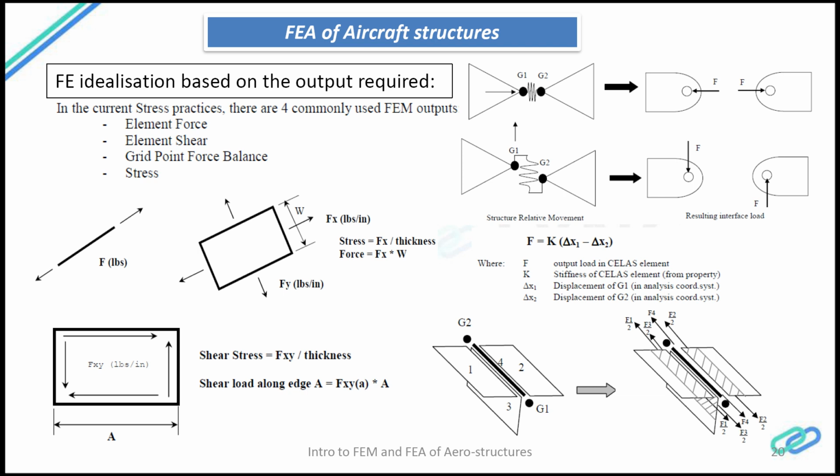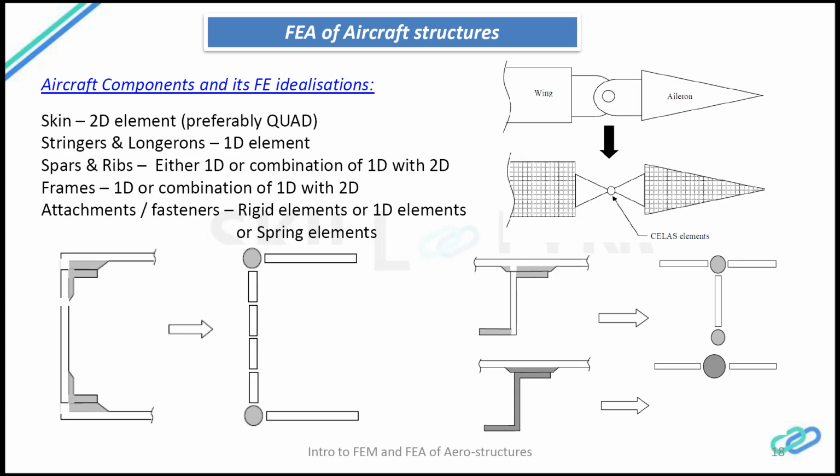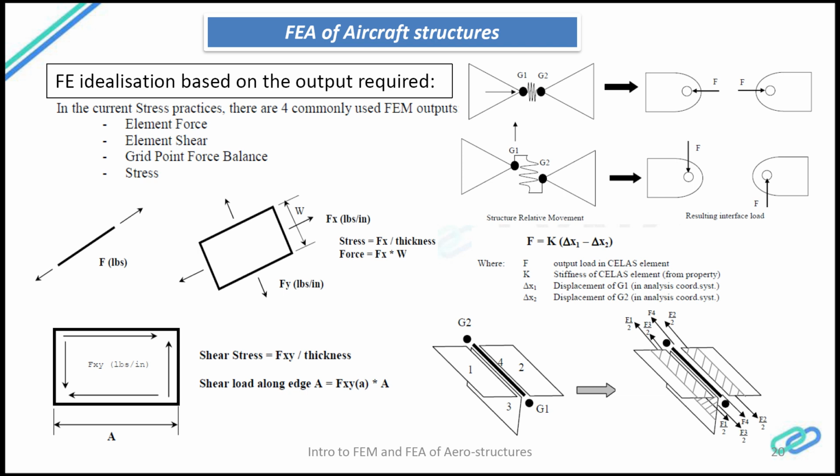And then moving on to the example which we previously saw, this one where an aileron is attached to the wing. So the lug on the aileron side is being bolted onto the lug on the wing. So you see how the connection is made. In between them they have two coincident nodes, and between those two coincident nodes there is a spring element that is being created.